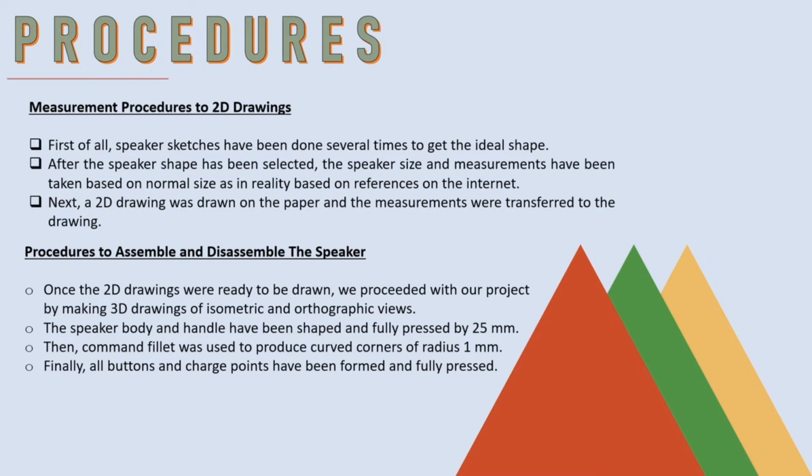Second is the procedures to assemble and disassemble the speaker. Once the two drawings were ready to be drawn, we proceeded with our project by making 3D drawings of isometric and orthographic views. The speaker body and handle have been shaped and fully pressed by 25mm. Then a common fillet was used to produce curved corners of radius 1mm. Finally, all buttons and the charge point have been formed and fully pressed.